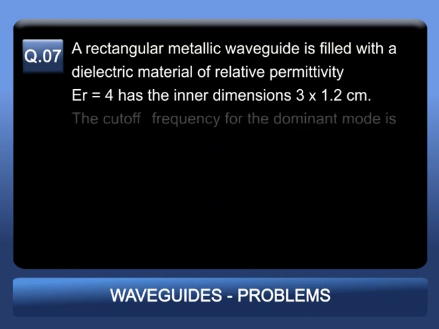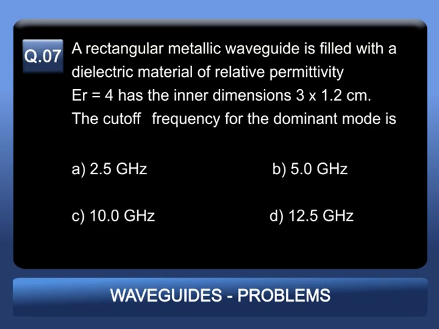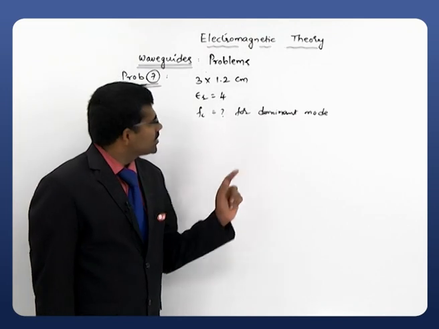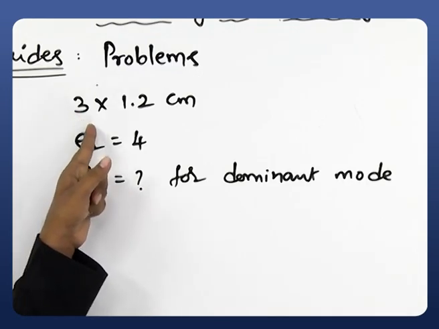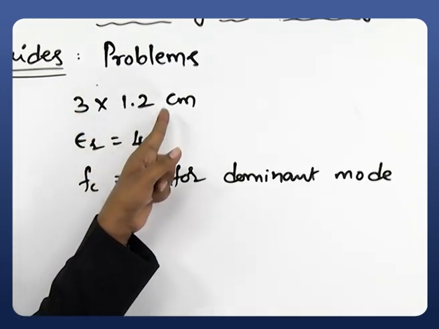Problem 7. A rectangular metallic waveguide is filled with a dielectric material of relative permittivity epsilon r equal to 4, and has the inner dimensions 3 by 1.2 centimeter. The cutoff frequency for the dominant mode is: option A, 2.5 GHz; option B, 5.0 GHz; option C, 10.0 GHz; and option D, 12.5 GHz. Now observe what is the data given to us. A rectangular waveguide of dimensions 3 by 1.2 centimeter is given to us.